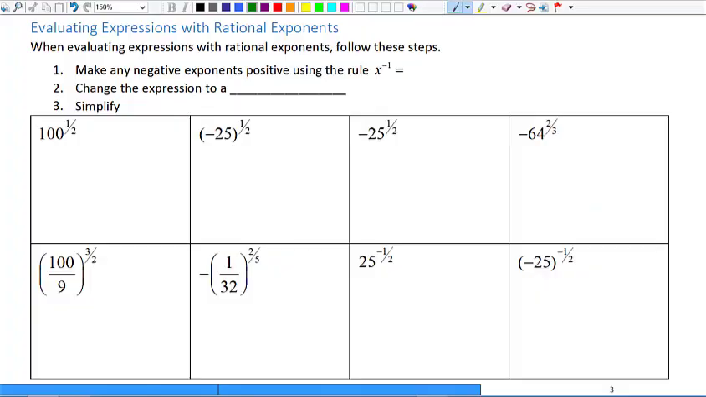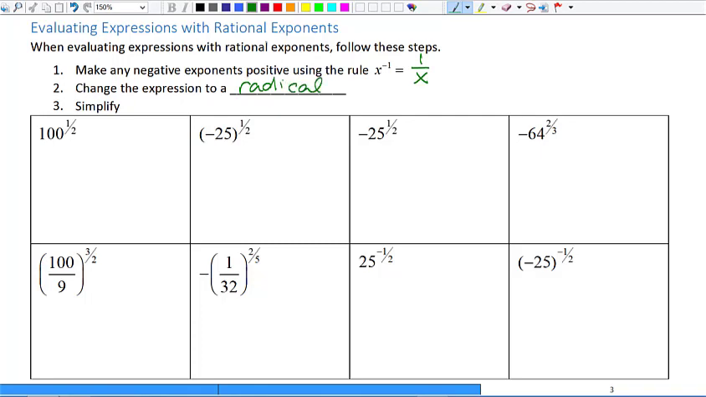On the next part, we're going to evaluate expressions with rational exponents. So when evaluating expressions with rational exponents, I want you to follow these steps. Step 1. Make any negative exponents positive by using the rule x to the negative 1 is equal to 1 over x. Step 2. Change the expression to a radical.